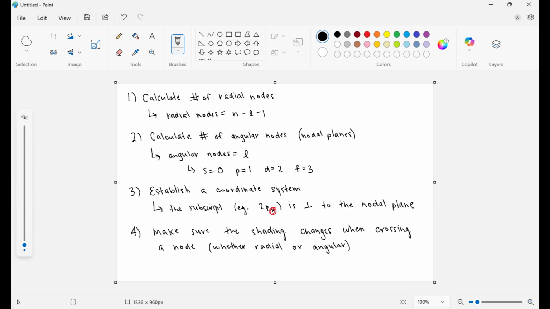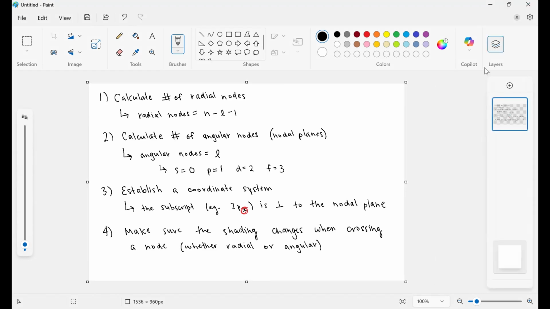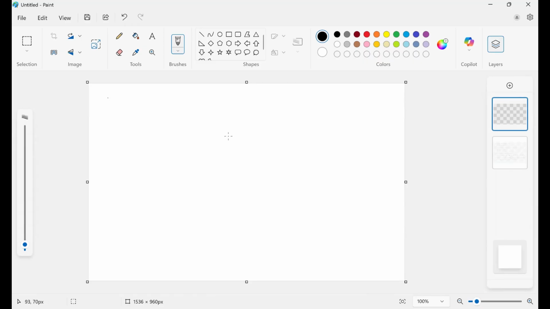So let's go through the examples that Nulls used in class, and hopefully it'll make more sense. Starting with the example 2px, the principal quantum number is n equals 2, and then the angular momentum quantum number is represented by the letter P, which means that L equals 1. And then calculating the radial node, we get 2 minus 1 minus 1 equals 0. And again, angular node equals the angular momentum quantum number, which is 1. So that just means that in total we have 1 angular node and no radial nodes.